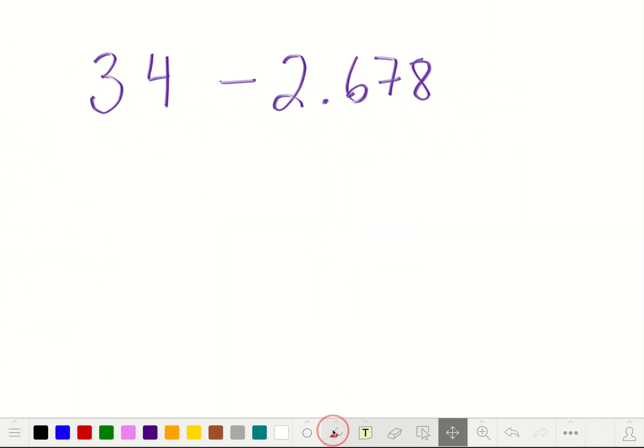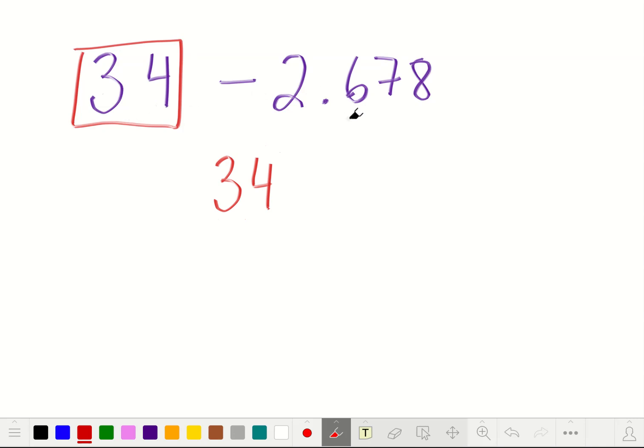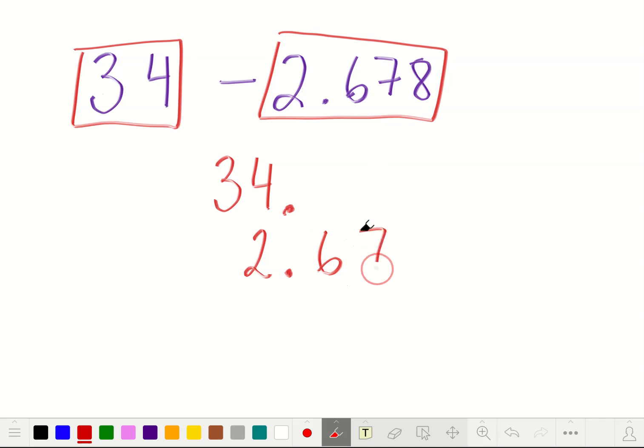entire problem. So this next problem right here, we have a whole number, 34, and we're going to be subtracting 2 and 678 thousandths. So I'm going to start with 34 on the top. Remember, we cannot change the order. I know some of you want to put this on top because it has more digits, but we can't do that with subtraction. So 34 does have a decimal point. We're going to put it right there. I'm going to place a decimal point here, line them up perfectly for the next number. The 2 goes in the 1 column, and then the 678 thousandths is going to hang out over here.